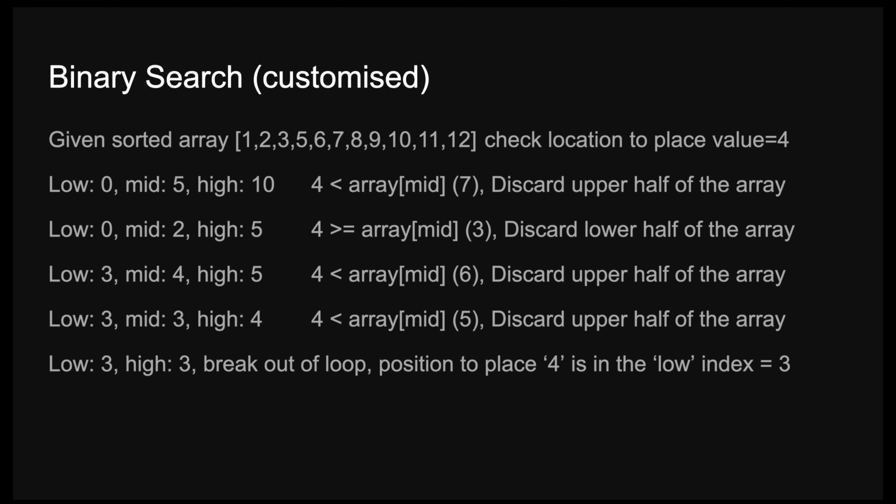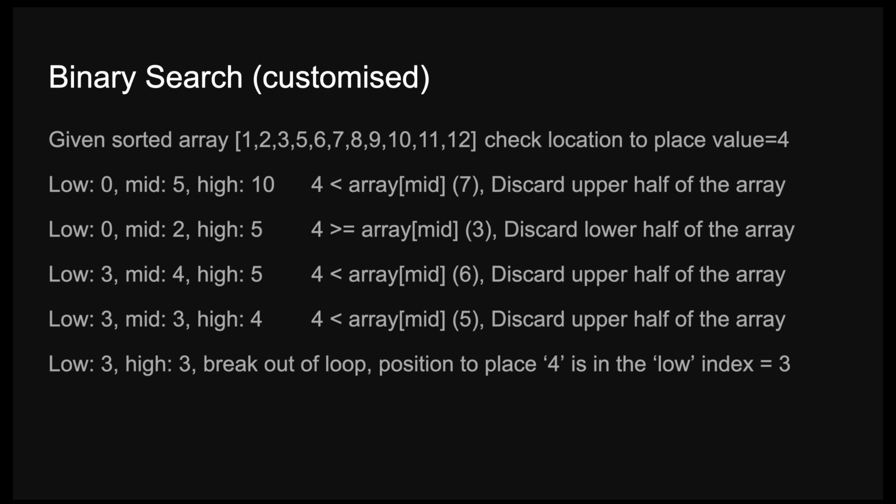We will need to use a customized binary search as we aren't just searching for a value in an array. Instead, we are searching for an index to place a value in an array. So given a sorted array 1, 2, 3, 5, 6, 7, 8, 9, 10, 11 and 12, check the position to place the value 4. So in this example, we can see that we have values from 1 to 12, but there is no 4 in there. We need to find the position in this array where we can place this value 4.